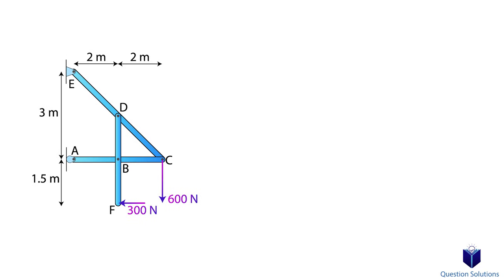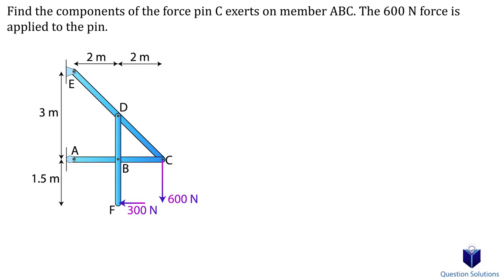Let's take a look at this problem where we need to figure out the reactions pin C exerts on member ABC. To solve this problem, we can either focus on members ADC and DBF or ABC and DBF. I'm going to use members ABC and DBF to solve this problem, which means I don't need to figure out the X and Y reactions at support E. But we will have to figure out the support reaction at A since that's applied to member ABC.